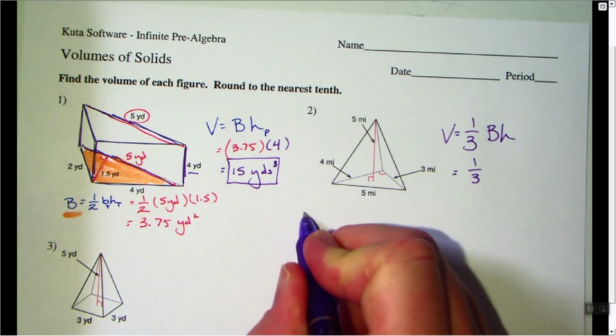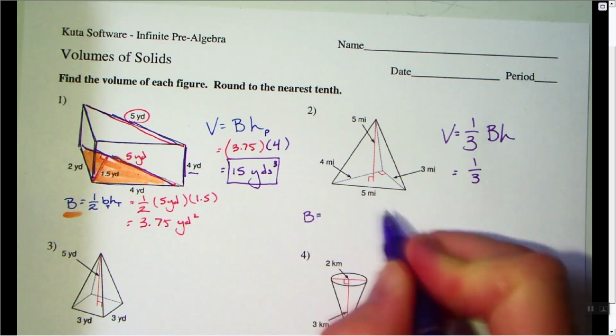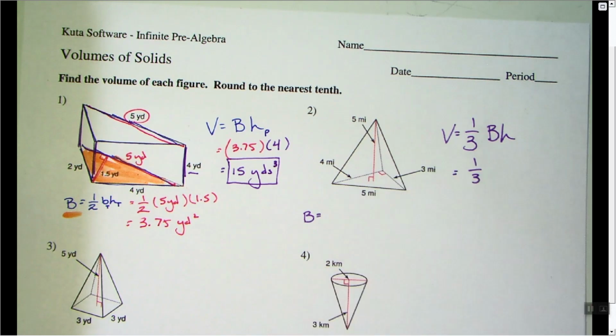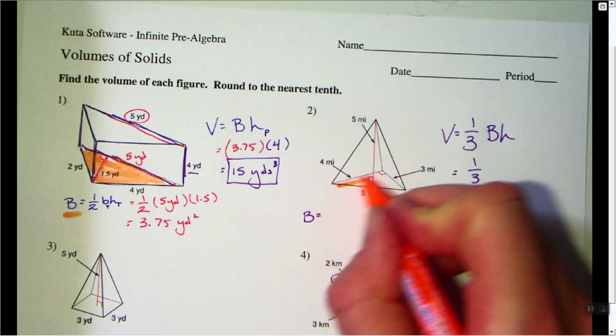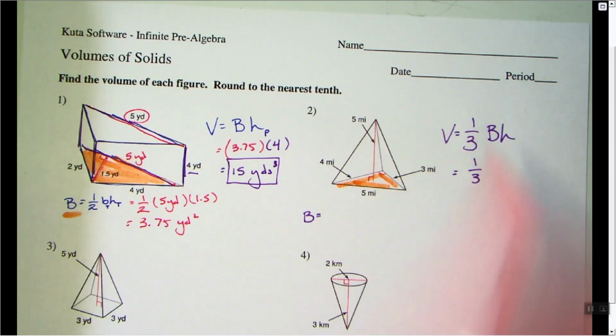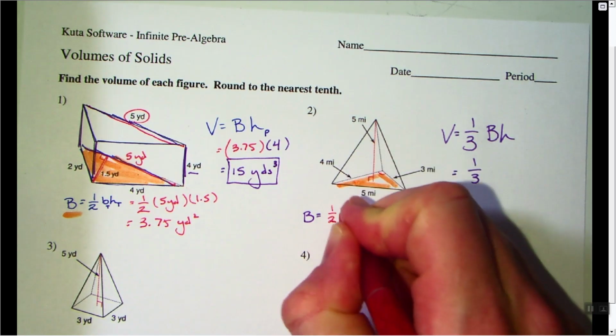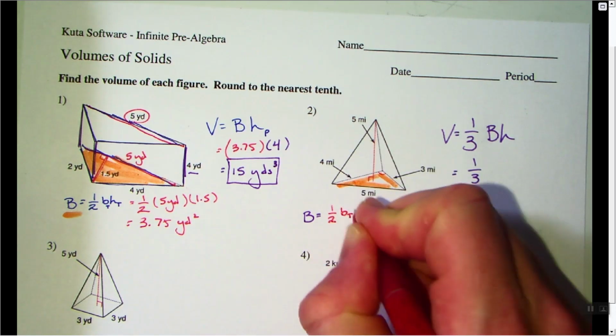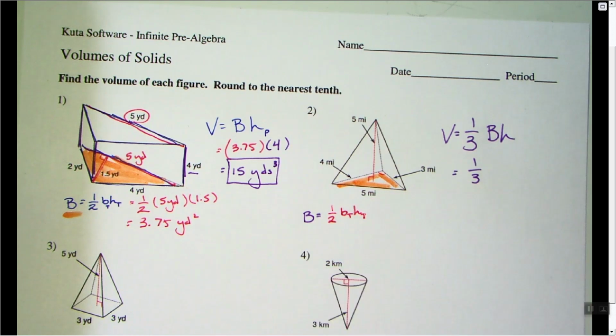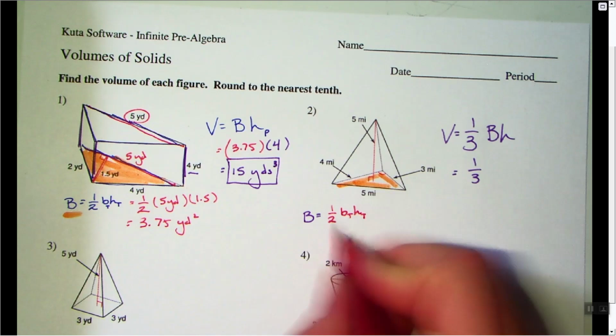Okay, the area of the base. Now the base is what shape? I'll keep it consistent and color this orange again. The base is a triangle, and the area of a triangle is 1/2 the base of the triangle times the height of the triangle. I know there are bases and heights, lots of those going on, so keep them straight. Okay, just the triangle.